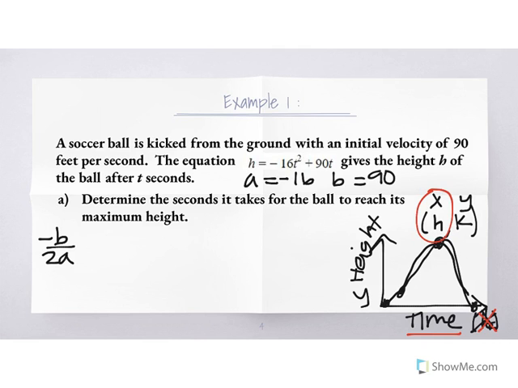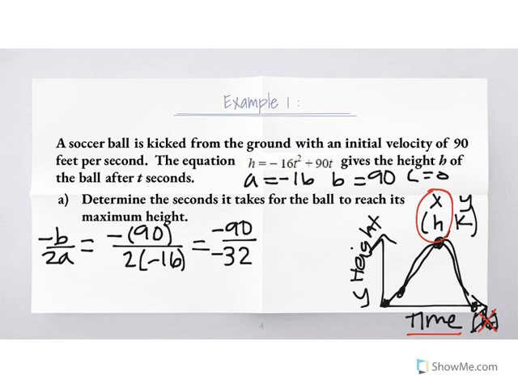Now for my c term, I don't actually have one. If you had a c term, it would be 0. Now I'm going to go ahead and plug that into my equation. So I have a negative and then the b value of 90, and then we're going to divide that by 2 times negative 16. Then we have 2 times negative 16, which gives us negative 32.